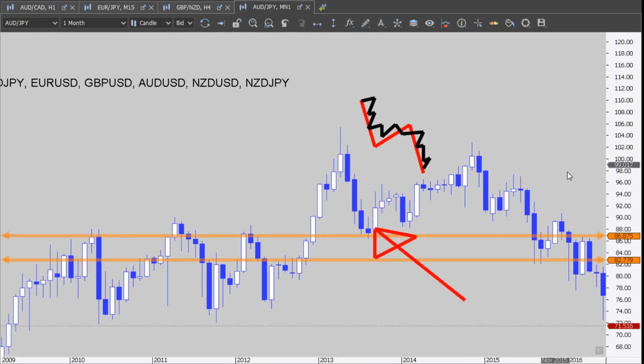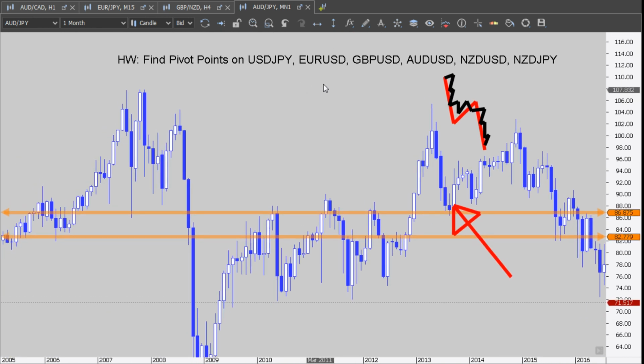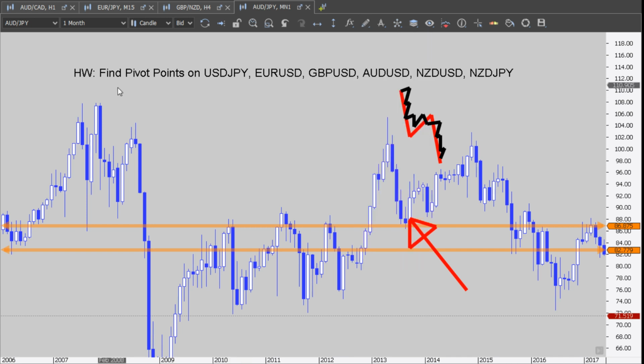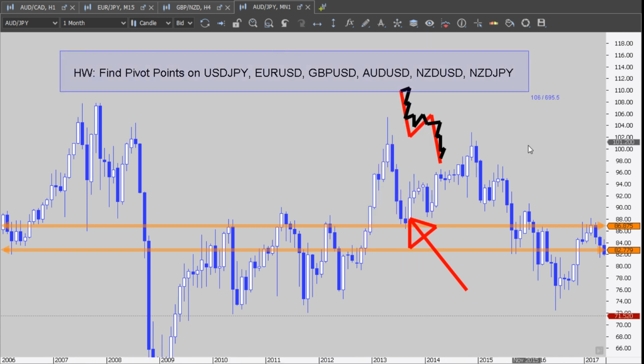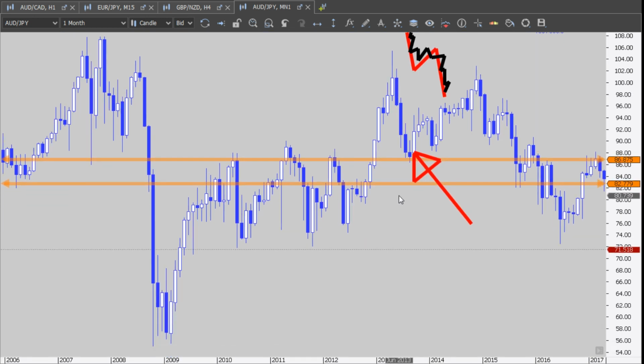Okay, everybody, our time is up. Homework until tomorrow. Tomorrow we are going to check together quickly. Okay, find pivot points on EUR/USD, USD/JPY, GBP/USD, AUD/USD, NZD/USD, and NZD/JPY. And if you are demo trading and you find yourself near a pivot point, close your positions or reverse your positions, because most likely something is going to happen.